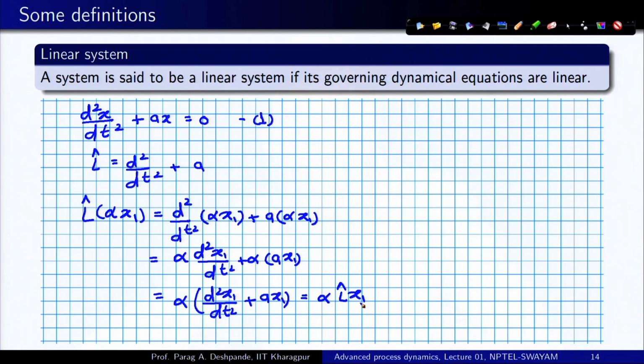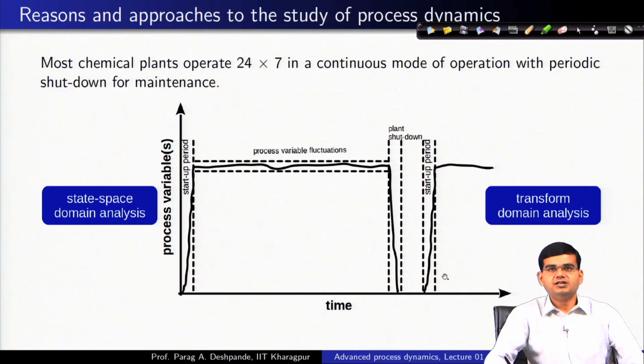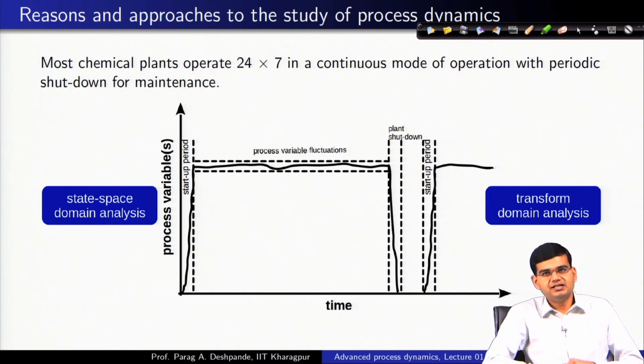So, the second property is also satisfied, and I see that L operating on x 1 plus x 2 is equal to L operating on x 1 plus L operating on x 2, and L operating on alpha times x 1 is alpha times L operating on x 1. So, therefore, the operator L corresponding to this equation in fact is a linear operator, and therefore, the equation also is a linear equation.